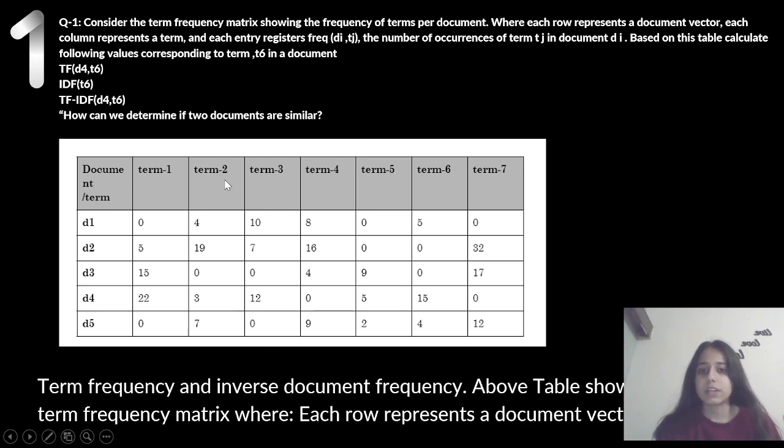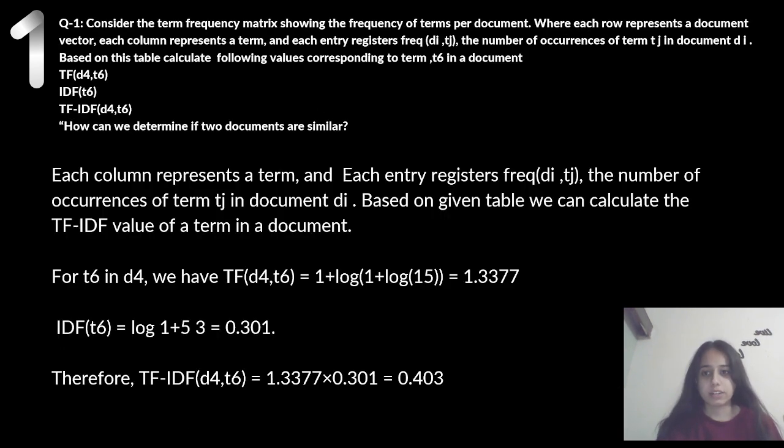We have to calculate T6 in a document: term frequency and inverse document frequency. The above table shows a term frequency matrix where each row represents a document vector. Each column represents a term and each entry registers frequency, the number of occurrences of term tj in document di. Based on the given table, we can calculate the TF-IDF value of a term in a document.